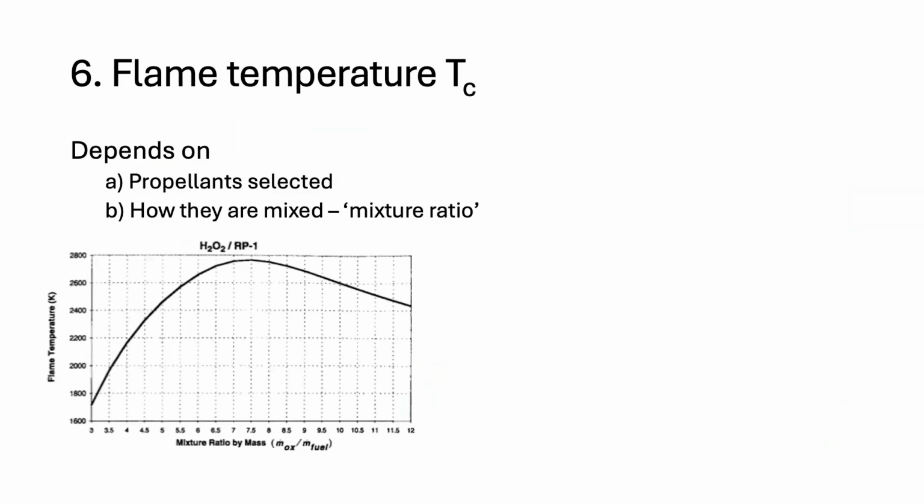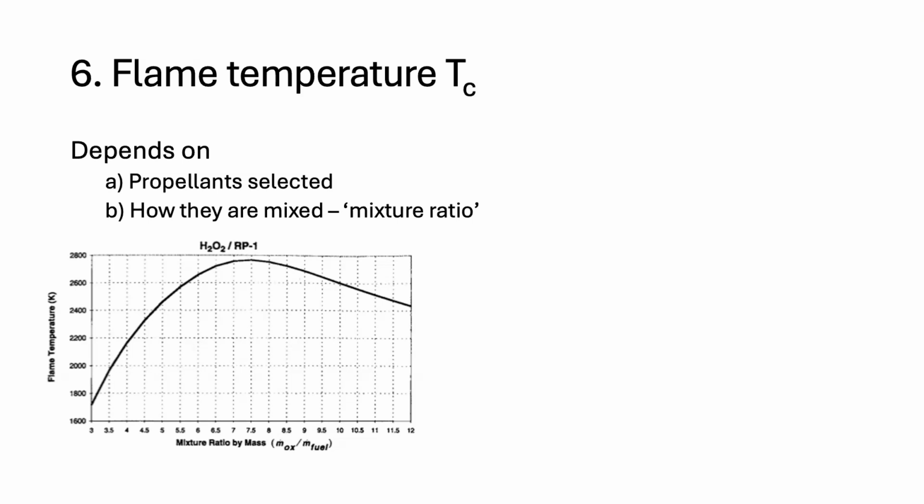Here's an example of two propellants: H2O2, hydrogen peroxide, and RP1, which is a refined form of kerosene. And on the vertical axis, you can see the flame temperature that's achieved when you mix those. And on the horizontal axis, the flame temperature is driven by the mixture ratio by mass, or oxidizer to fuel ratio, or O to F as it's sometimes called.